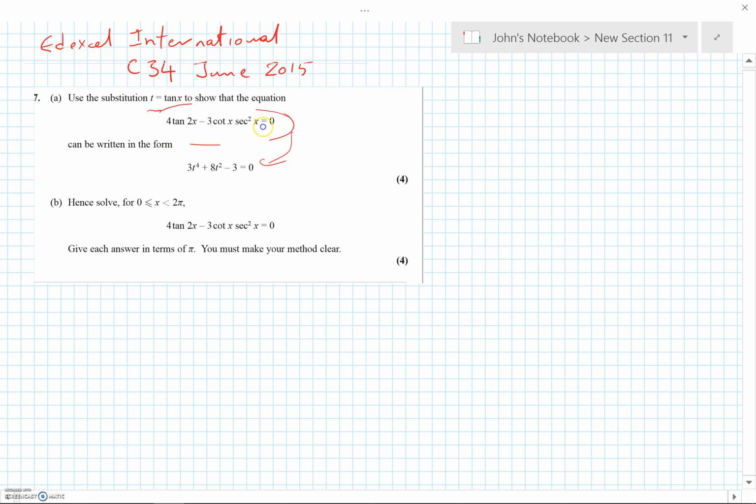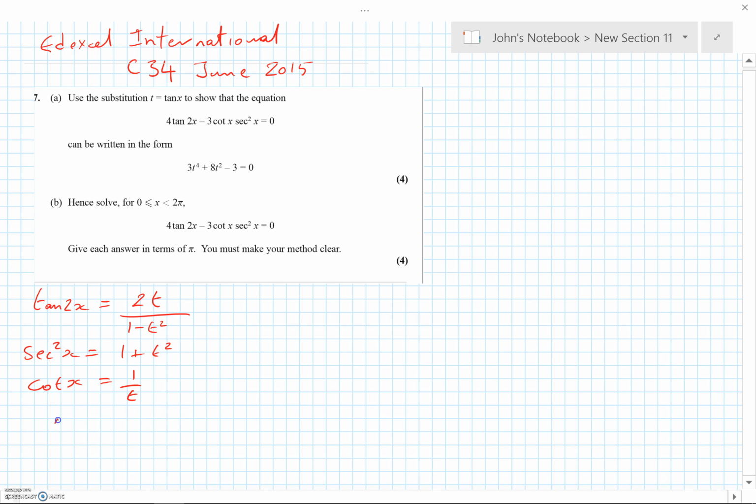First of all, we've got a formula for tan 2x. It's quite handy. Tan 2x is equal to 2 tan x over 1 minus t squared. So that's pretty useful. We also know that sec squared x is 1 plus t squared, and cot x is 1 over tan x, so that's 1 over t. So let's go for it. I don't think this is going to be too much trouble.